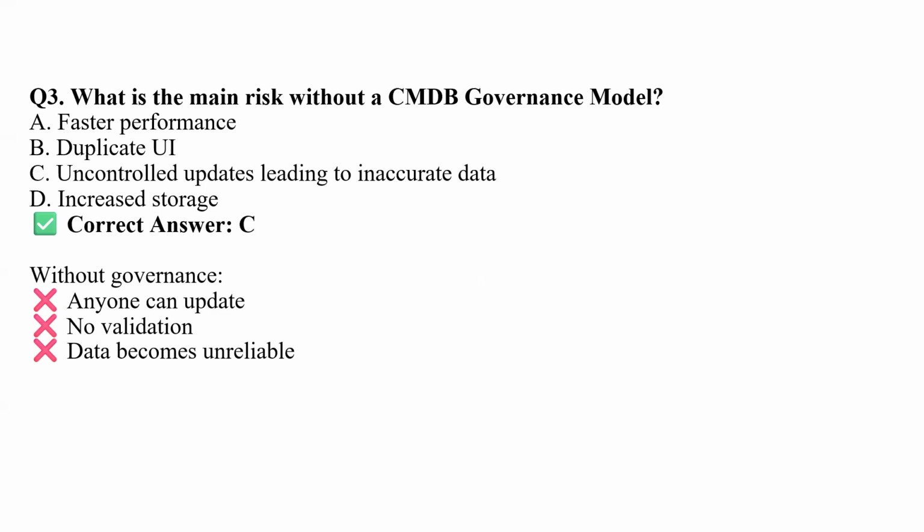Without governance, what will happen? Anyone can update or evaluate the answers, even a student. So there is no validation, so data becomes unreliable. For example, for 100 marks, a student will pass with 100 marks because of the evaluation by students. Is that data reliable? No, the data is not reliable. The same logic we can apply in the CMDB governance model. So that's the best example.